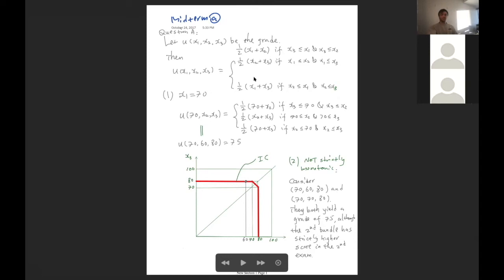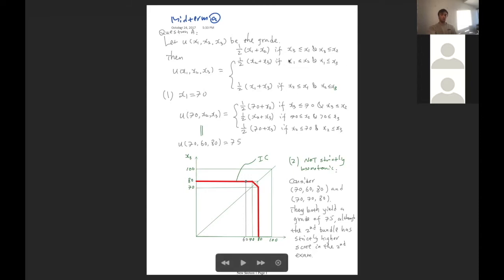All right, so for question A, we're going to lay out the optimal choice problem. We're just going to set the utility function as a function of x1, x2, and x3 to be the grade. And we're going to maximize this such that we have half of x1 plus x2 if x3 is less than or equal to x2. What we're doing there goes back to the fact that we actually get to drop our lowest grade. So this helps out the problem a lot. Otherwise, it would be a lot more difficult.